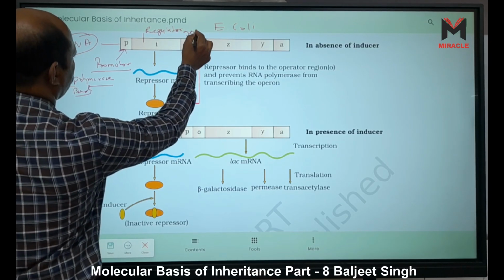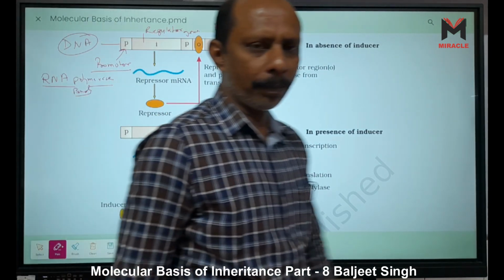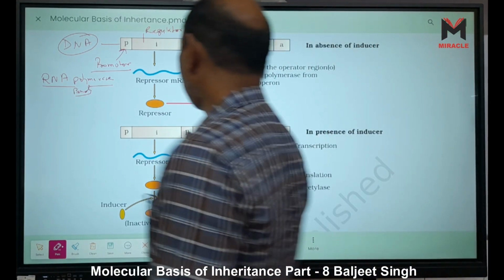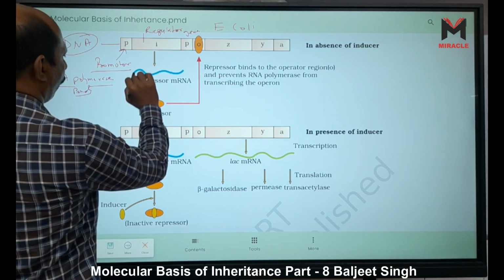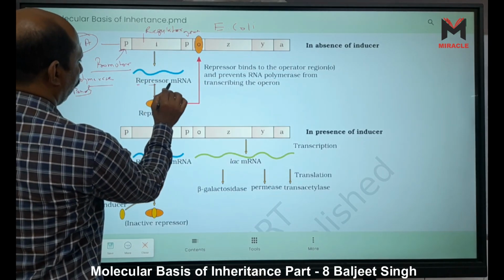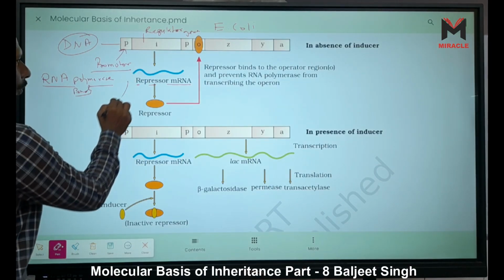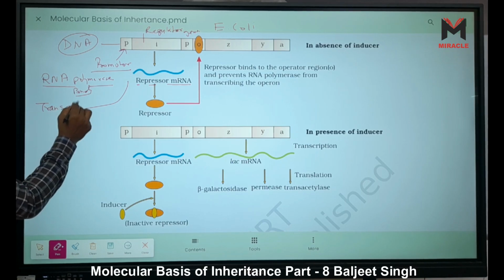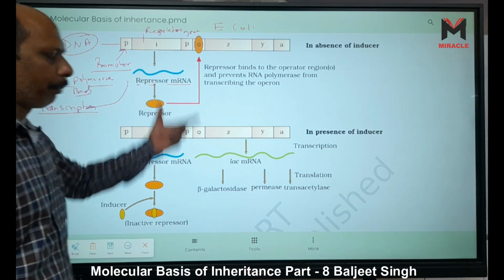Regulator gene. It is given that I is not for inducer, it is for inhibitor. RNA polymerase forms an RNA from this DNA. This is the repressor mRNA. Messenger RNA is formed here, so this process is called transcription. Through transcription, a repressor mRNA is formed.